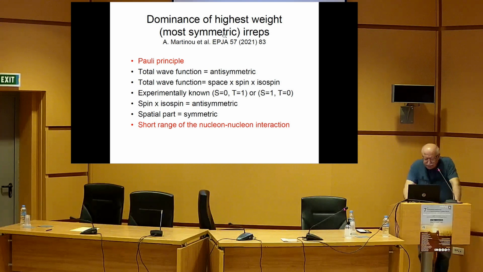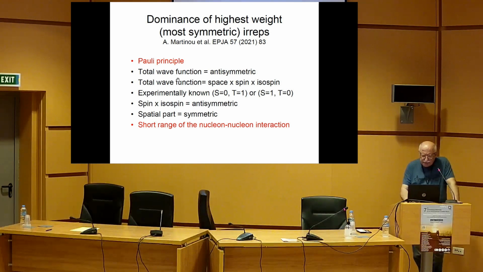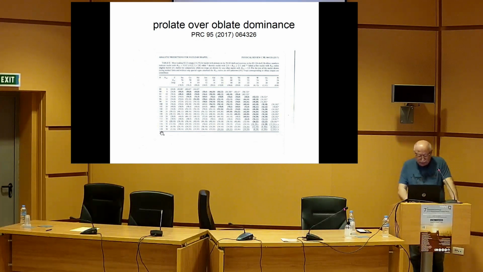Then what is very important is the dominance of the highest weight irreducible representations. You can think of them as the most symmetric configurations allowed by the Pauli principle and the short-range nature of the nucleon-nucleon interaction. I'm not going into the details of how you form the wave function, but these are the basic ideas. The Pauli principle and the short-range nature of the nucleon-nucleon interaction force the nucleons into the most symmetric configurations, the most symmetric irreducible representations in the language of group theory. And this has many important implications.